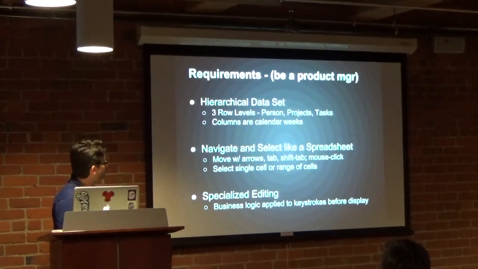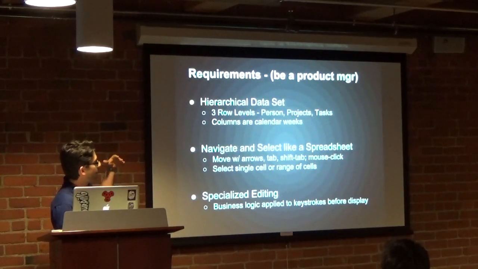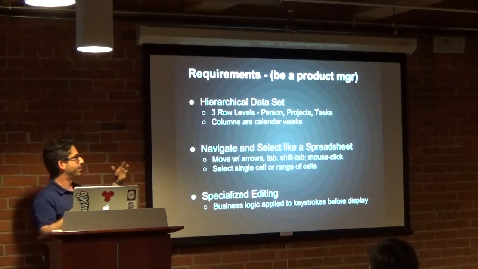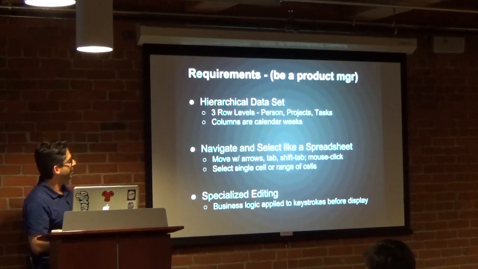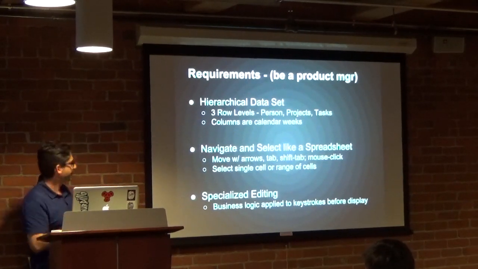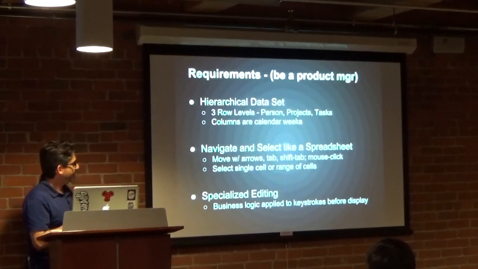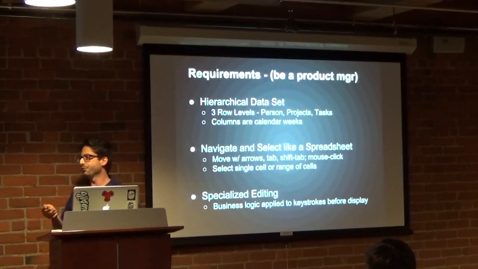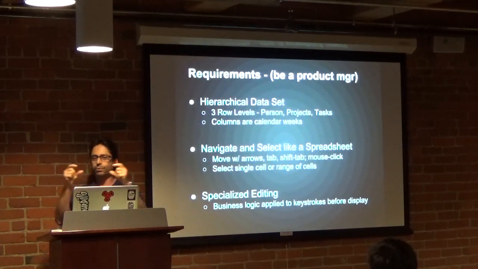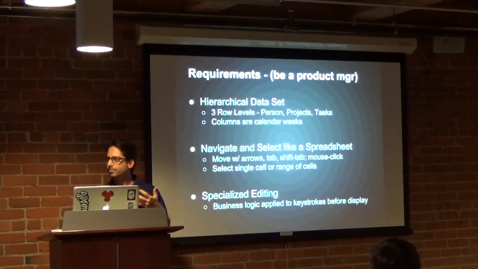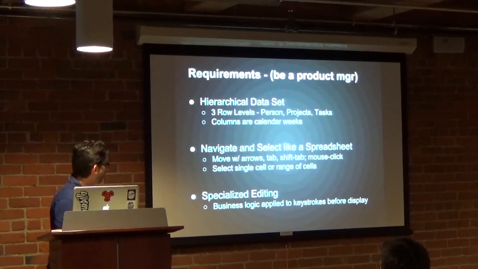So specifically, there are at least 3 levels of hierarchy here: people, projects, and tasks, which I'll get into later. Columns represent calendar weeks. And I needed to be able to navigate and select like you do in a spreadsheet. So specifically, click a cell, range of cells, edit those cells, but somewhat restrictive and only the things that make sense.